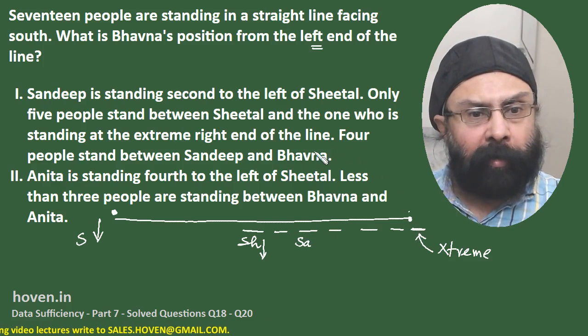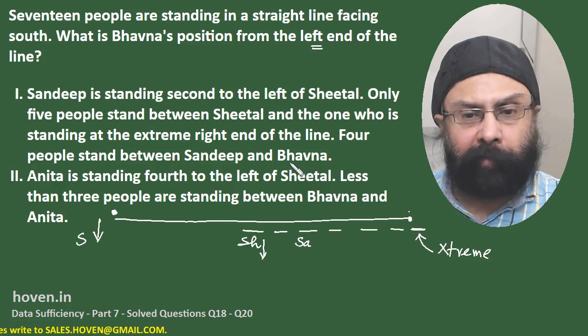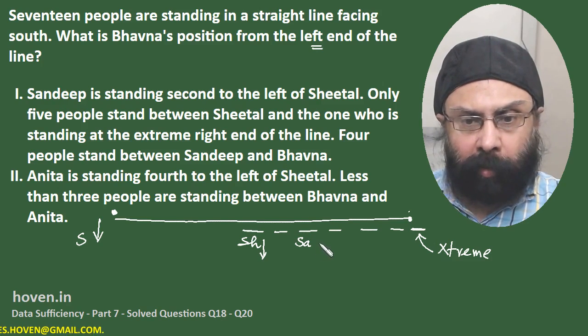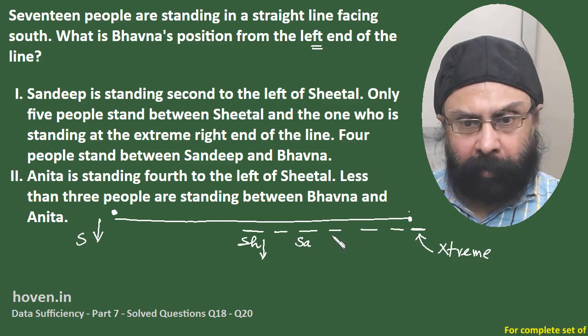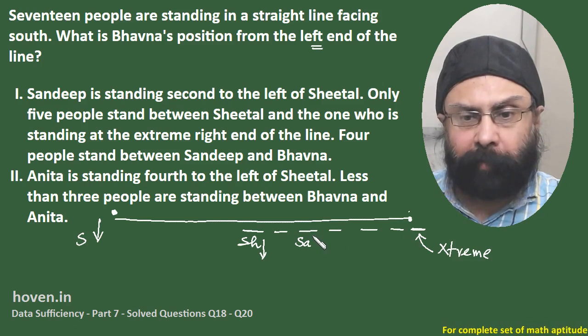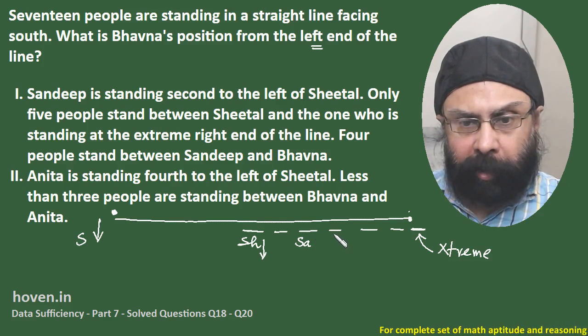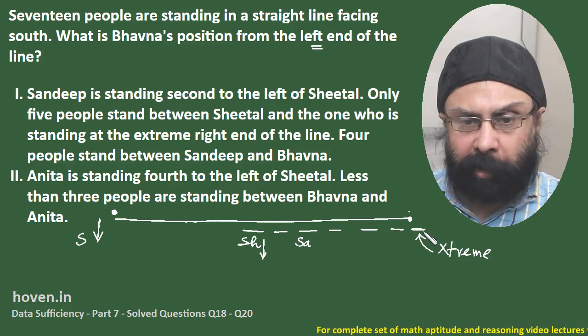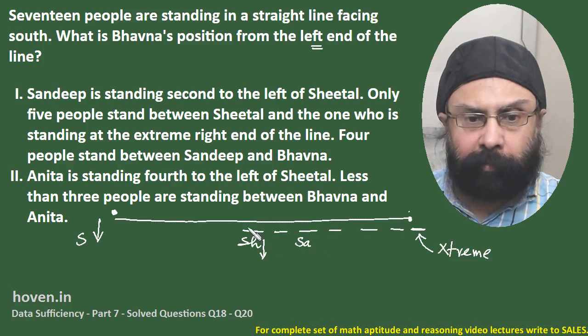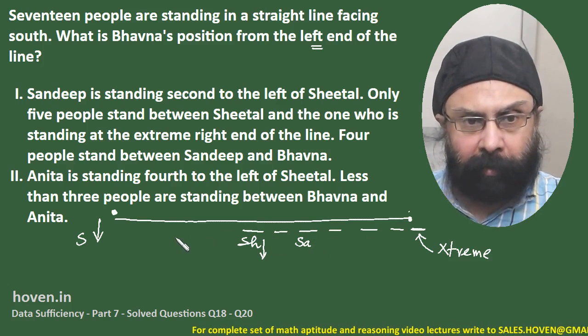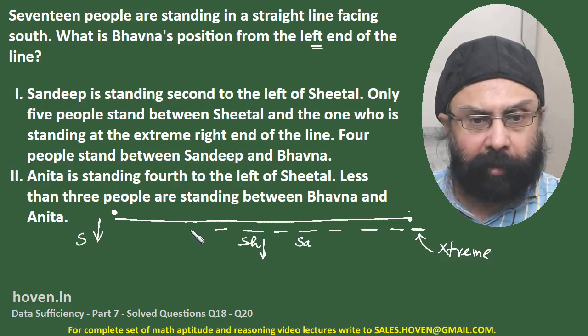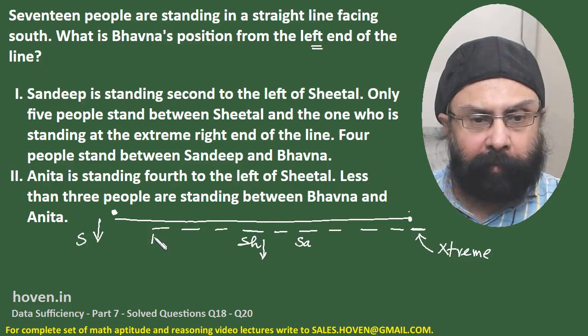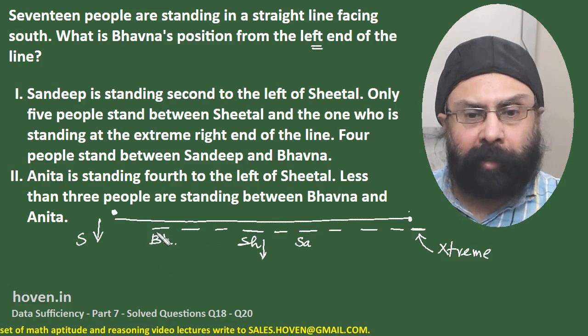Next he says, four people stand between Sandeep and Bhavna. Now four people stand between Sandeep and Bhavna means Bhavna can't be on this side, because four people have to stand between Sandeep and Bhavna. There are only four persons to the right of Sandeep according to this. This means Bhavna is definitely towards this side. So how many people can be adjusted? 1, 2, 3, 4, he says. This one, and then here Bhavna is definitely located.